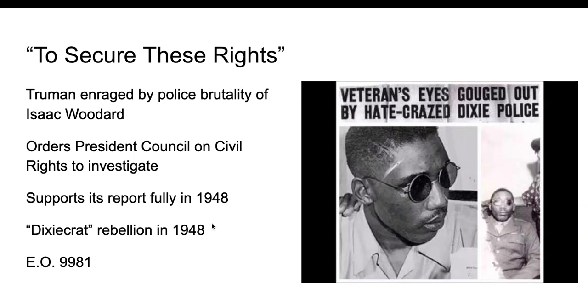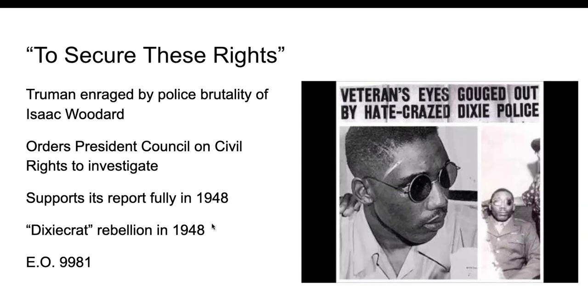And as the news of his torture and beating hit the newspapers, Truman was so mad at it that he ordered a council on civil rights. All right, he orders a council of different advisors and people to come together and investigate civil rights and investigate what's happening. All right, and the report that they create is called To Secure These Rights, and it's extremely important because in 1948, Harry Truman will fully support the recommendations of this document, To Secure These Rights, and that's going to create a huge shift in the Democratic Party.